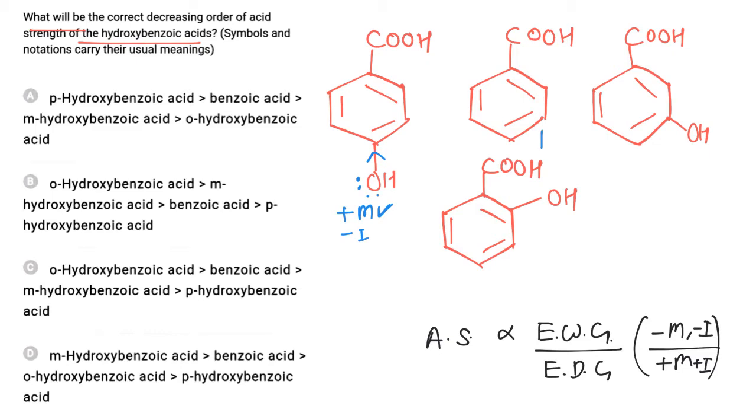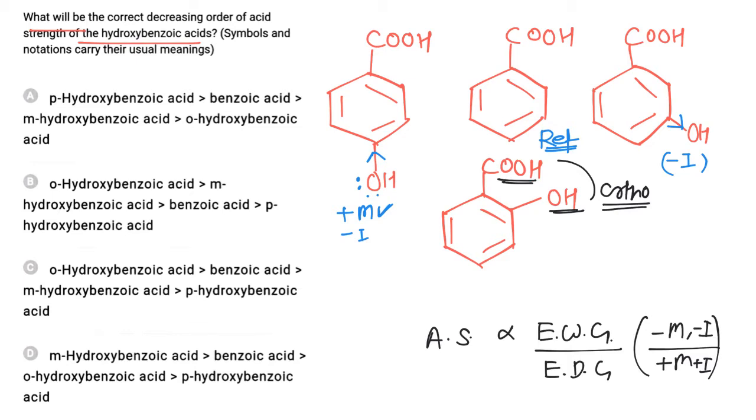Now in second case, only COOH is present, which may be taken as reference, so reference will be more acidic compared to first. Now in third case, OH is situated at meta position, so only minus I effect will be applicable on COOH. Now fourth one will be most acidic because ortho effect of OH group increases acidic strength.